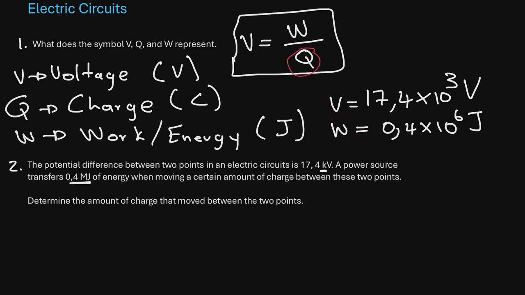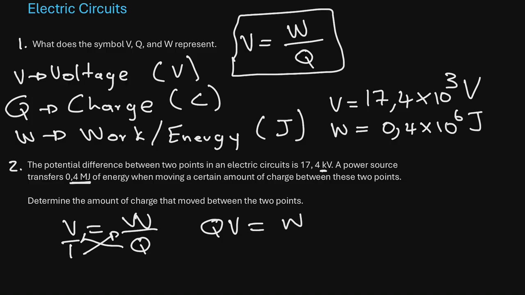So to determine the amount of charge, we can use this equation. So we are going to say what? A voltage is equivalent to energy divided by charge. So if we want to make the charge the subject of the formula, we can just cross multiply. So remember now, this is over 1 here. So when you cross multiply here, you are going to end up having what? A charge multiplied by voltage is equal to energy.